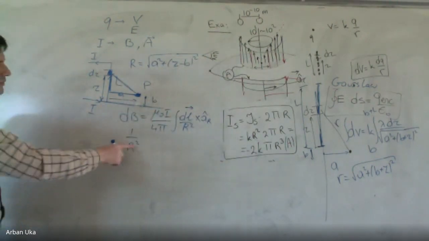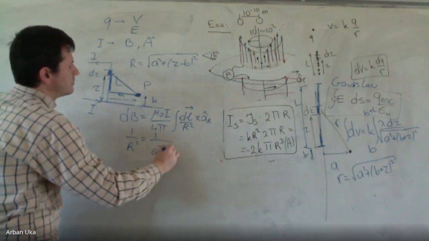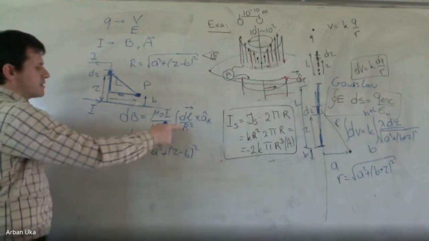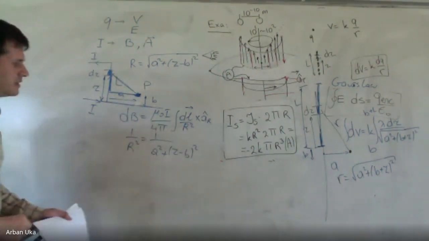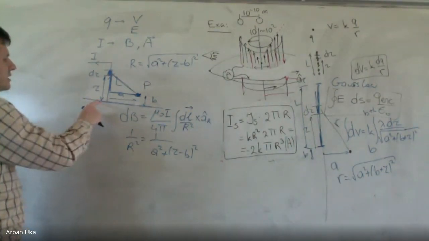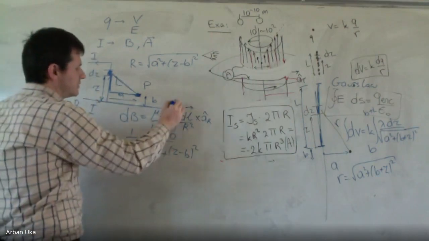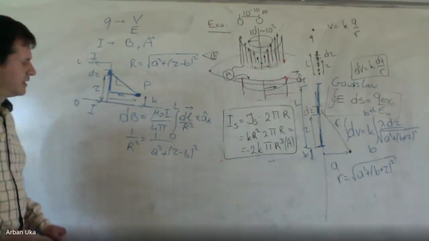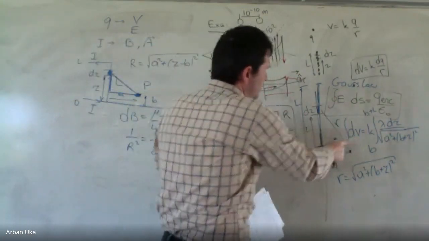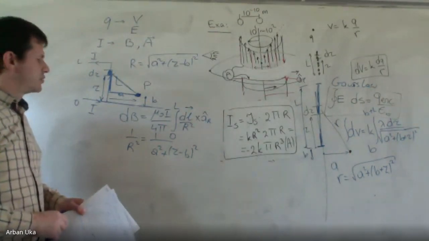Since we're looking for 1 over r squared, this is going to be equal to 1 over a squared plus z minus b all squared. We substitute this term here, then we will need to integrate for, let's say, z is going to change from 0 to l, if the length is l. So this is Biot-Savart, this is the charge distribution, calculating the potential as a function of the charge distribution.